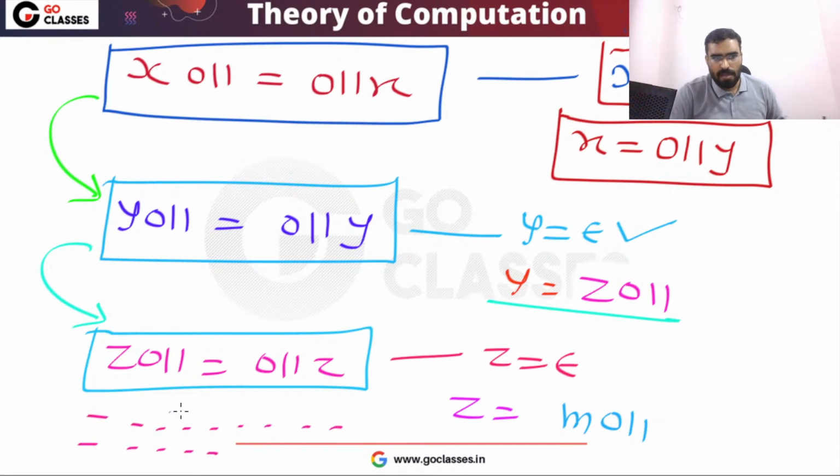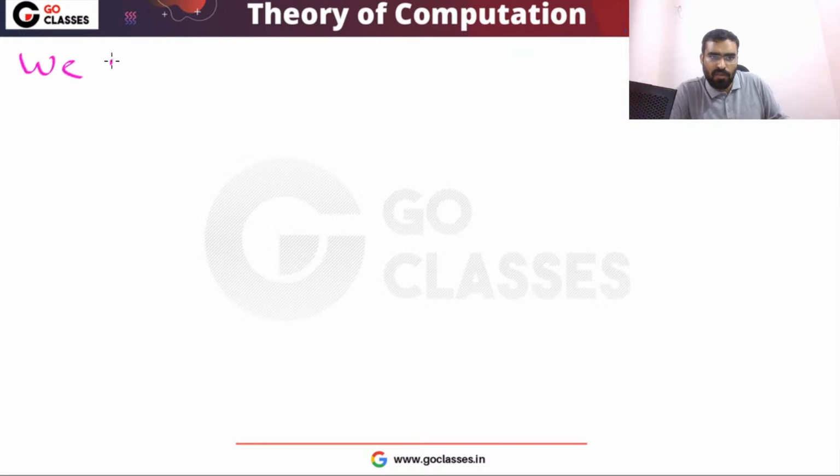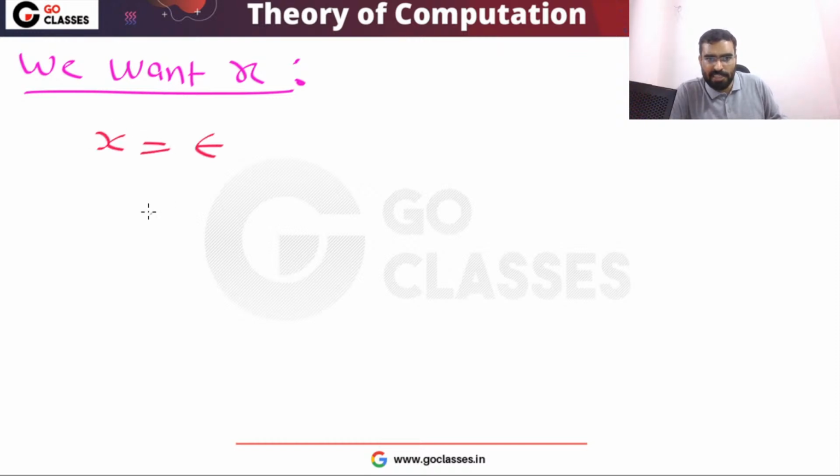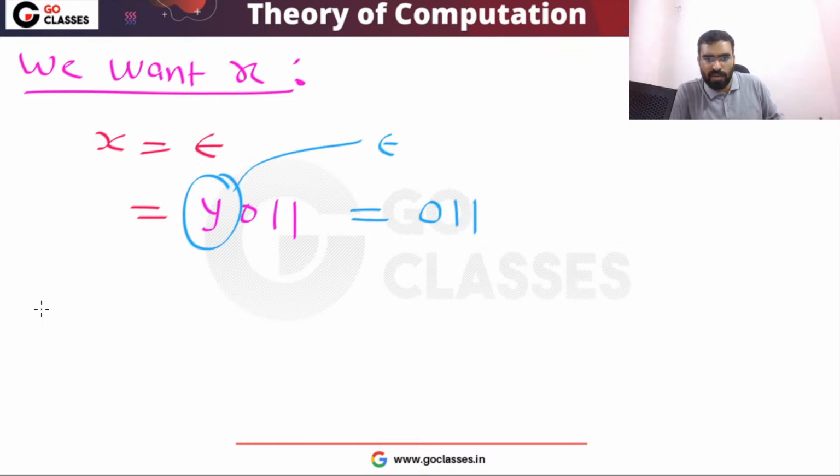Please tell me, did you get it? So we want x. What is the answer? Either x is empty string or x is y011. Again you can put y equal to empty string, so you will get 011. So these are the answers. You can notice this is the answer, this is the answer.